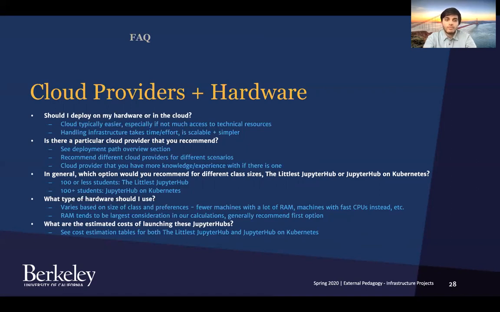And in general, if you want to recommend two different options, as you mentioned initially, anywhere from 50 to 100 students, you want to go with The Littlest JupyterHub. And above that, probably Kubernetes. For hardware, that really is something you have to look into like in the previous sections, but we found RAM to be a major consideration in our calculations. So try looking at that one first. And just for the estimated cost, please see the table above.